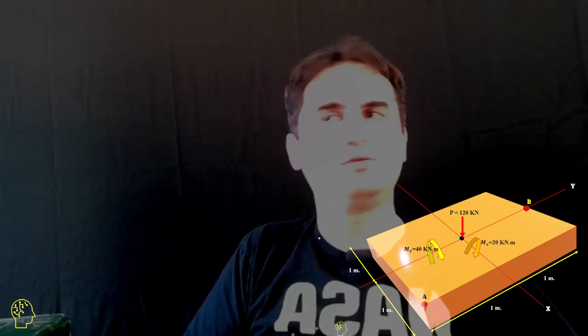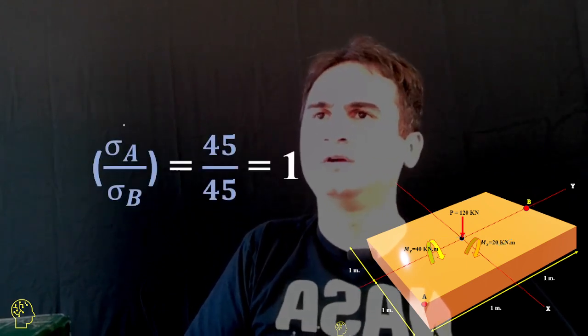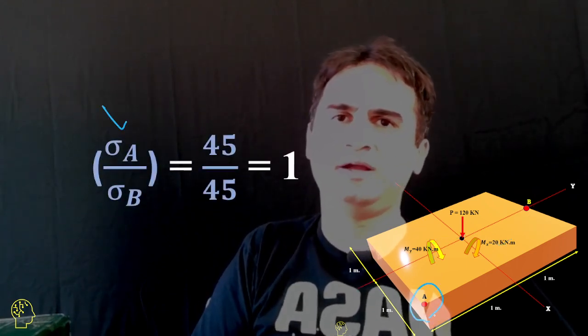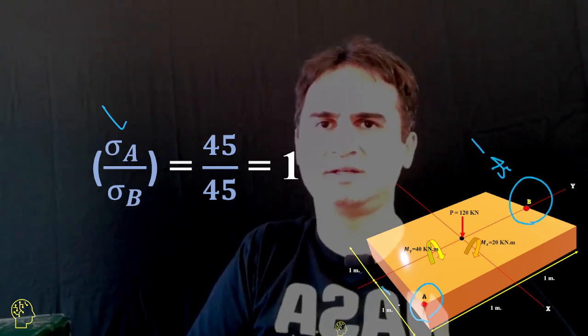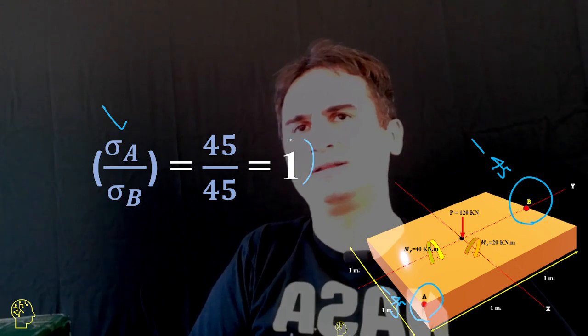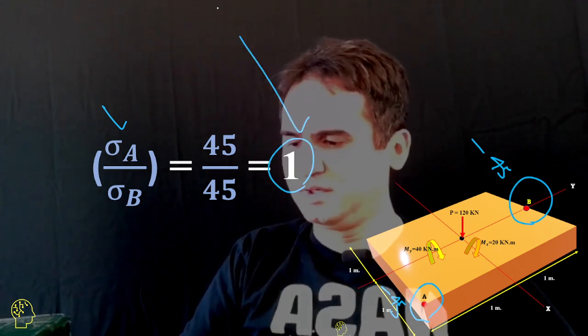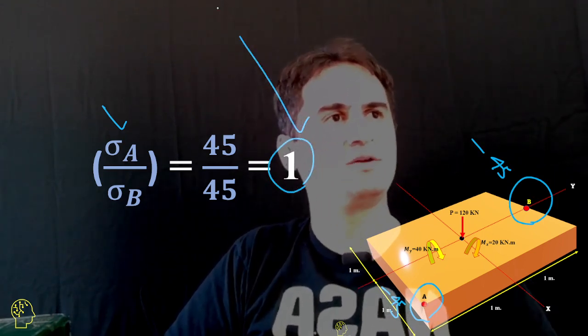And if we want to know the ratio of the stress at point A over the stress at point B, this is negative 45, this is negative 45, and that turns to the new value. Thank you.